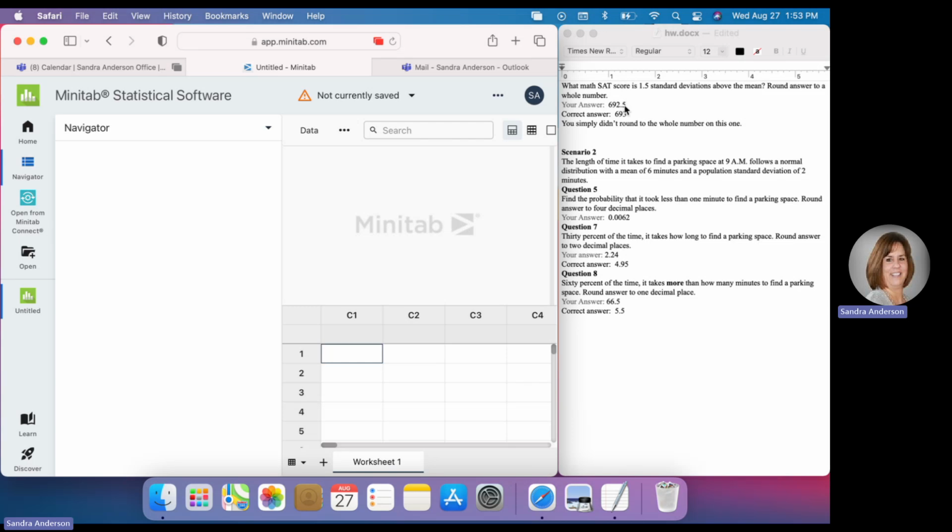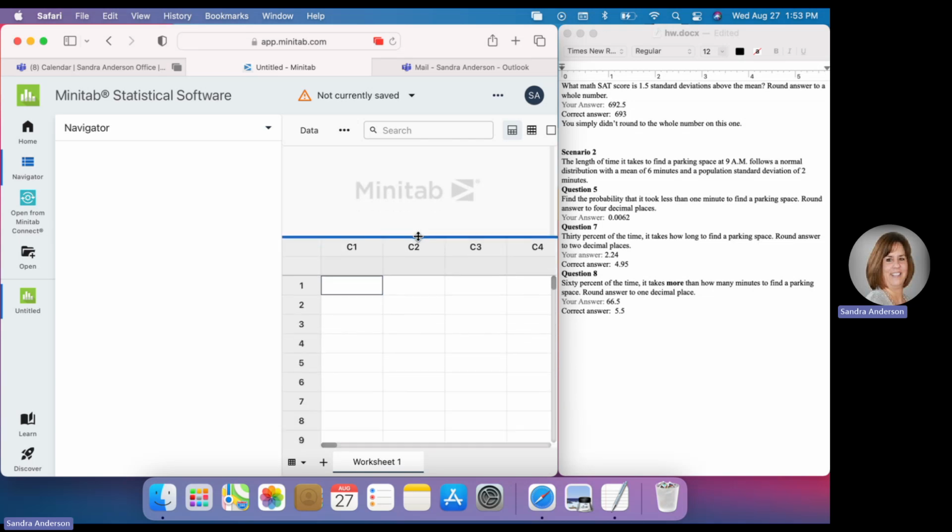692.5, you look at the last decimal. If it's 5 or larger, you round the number up in front of it. So that becomes 693 should be the answer. So that's not a normal distribution problem. That's just a rounding error. No problem there.